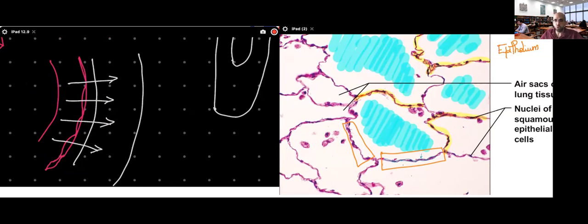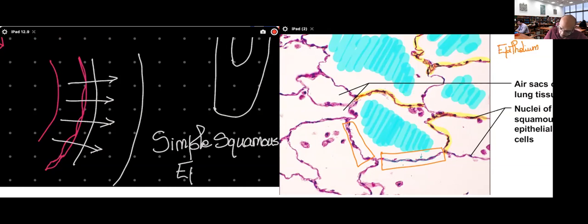What do you think? Would you like to have high resistance or a minimal resistance facing you in order to filter the blood? What do you think? You need to have minimal resistance. So what kind of epithelium will give you the minimal resistance that you want? Simple squamous epithelium.